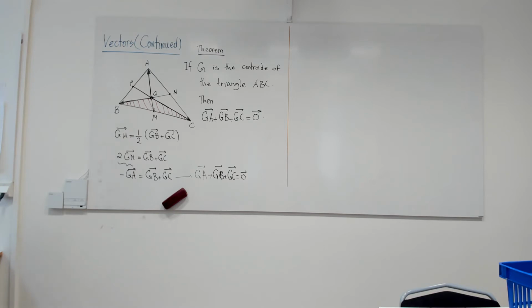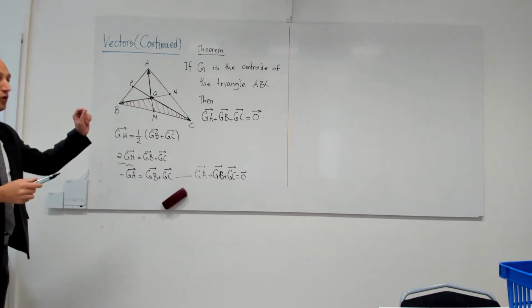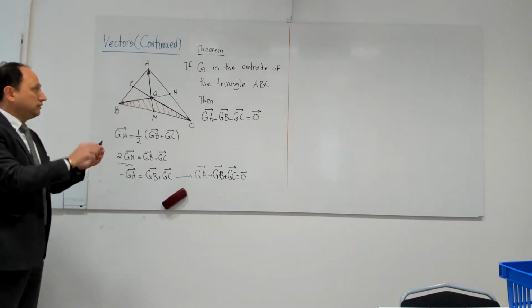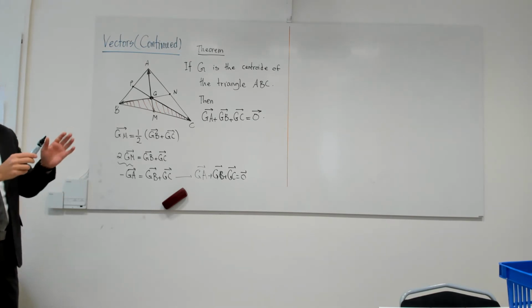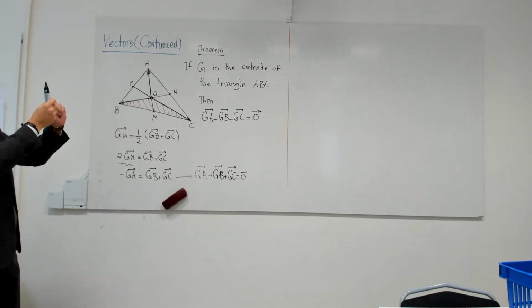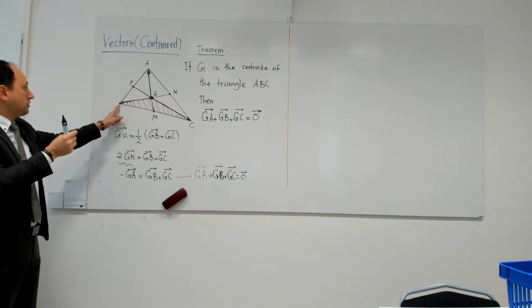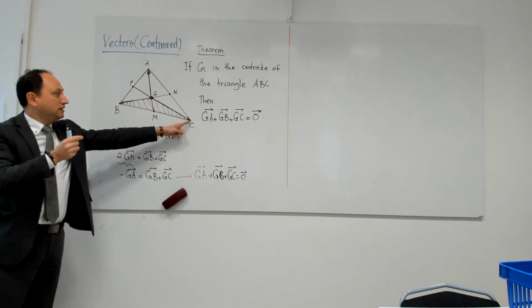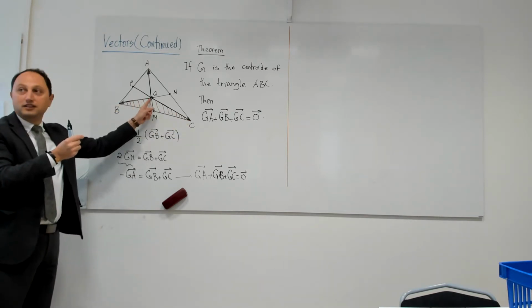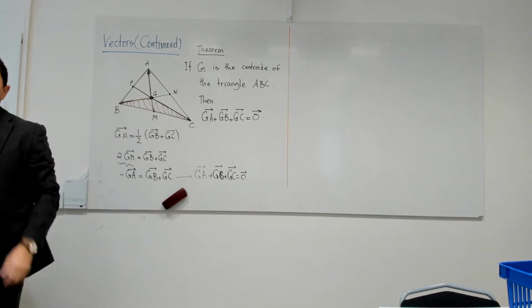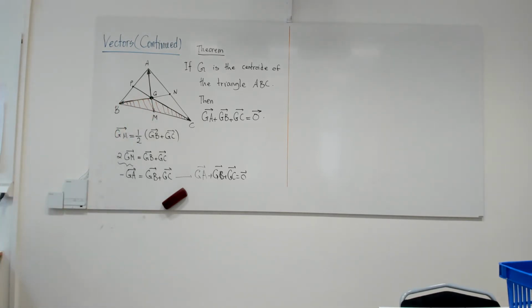There is also a very nice property from the vector point of view of this centroid. If I choose any point on the plane or even in space, it doesn't matter, and I connect this point to A, then to B, then to C, and then to G, there is a very nice relation between these four vectors. It might not be easy to guess, but maybe you have some guess. Do you understand what I mean?